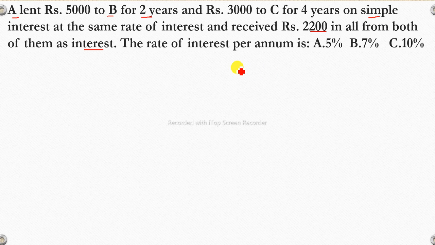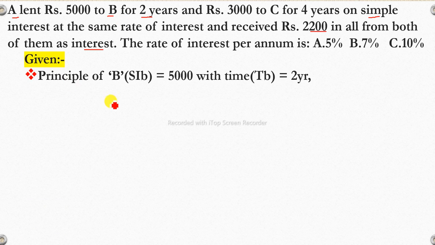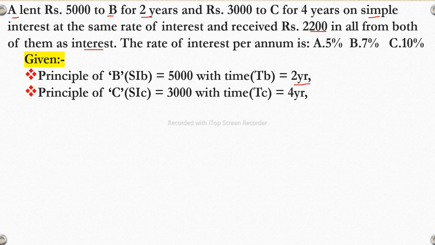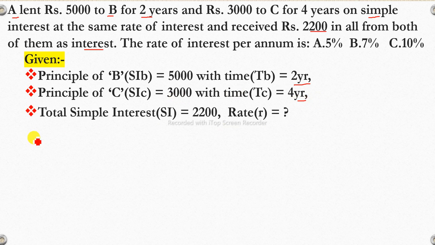So we are asked to calculate the interest rate for both, and since the interest rates for both B and C are the same, it is simple to find the simple interest. So let us say we are given that the principal of B is 5,000 with a time of 2 years. The given loan is for 2 years. And for C, the principal is 3,000 with a time of 4 years. And the total simple interest is given as 2,200. We are asked to find the interest rate of both, and since they have the same interest rate, it is simple to find.